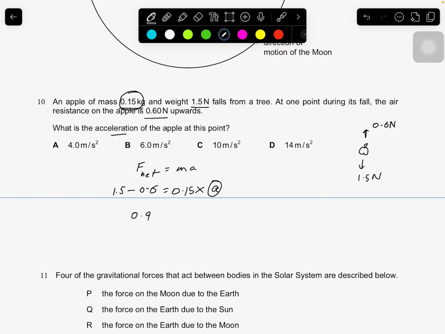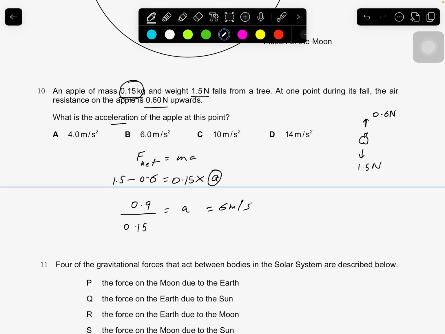0.9. This is such simple math that I'm using a calculator for. Imagine, guys. This is how tired I am. That is just 6 meters per second squared.